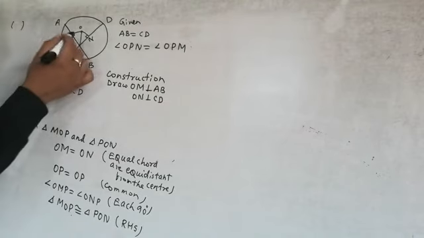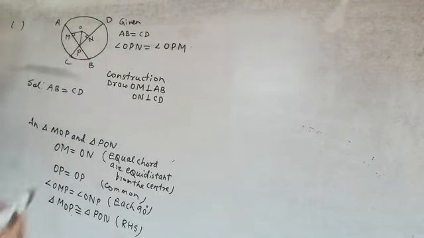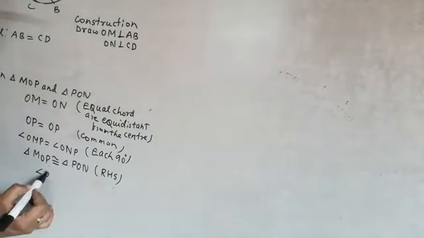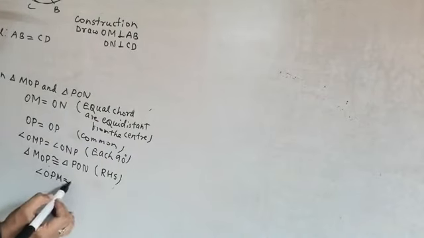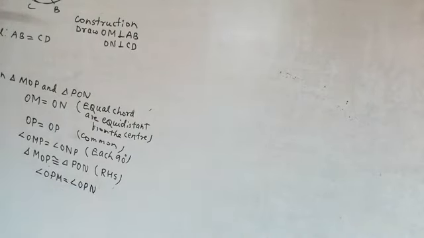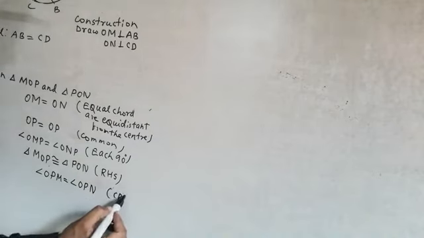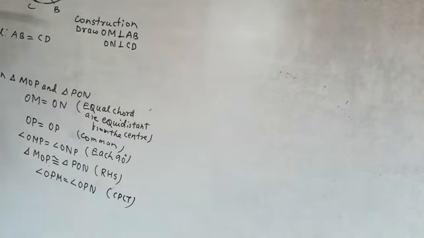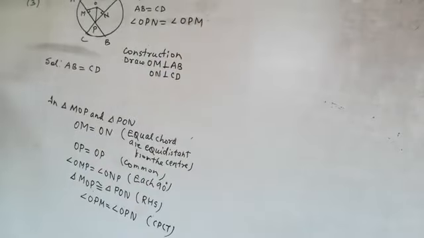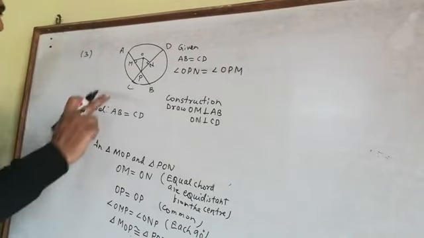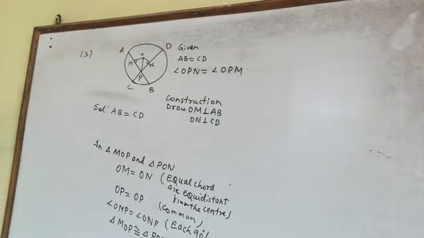If these two triangles are congruent, then we can write that OPM and OPN are equal, by CPCT, and so AB equals CD. This is the proof of question number 3. This is the third question we solved, and what we had to prove, we have proved by making the triangles congruent.